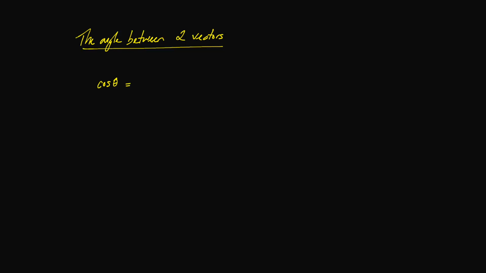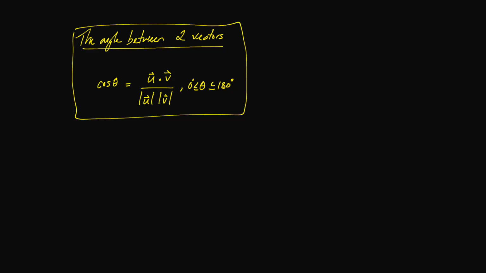So it's in terms of cosine, with the dot product of u and v over, this is where you have to make sure you write this, the magnitude of the u vector multiplied by the magnitude of the v vector, where theta can be between 0 and 180 degrees. I'm going to box this. This is huge. This is one you definitely need to know.